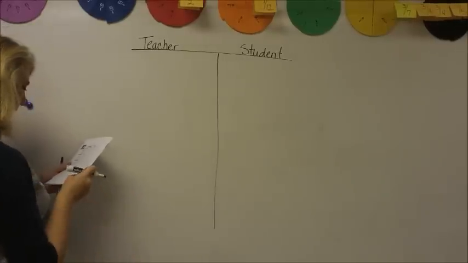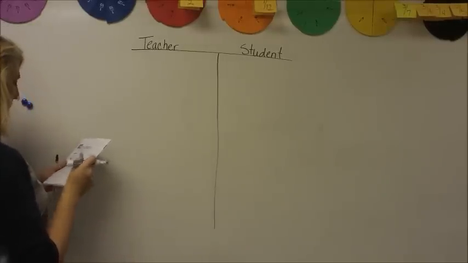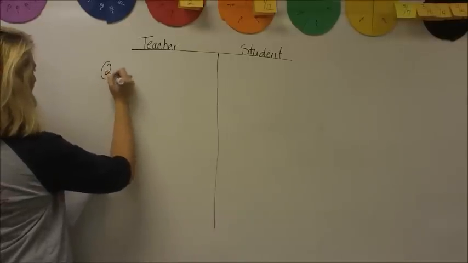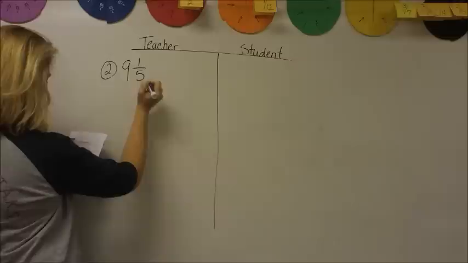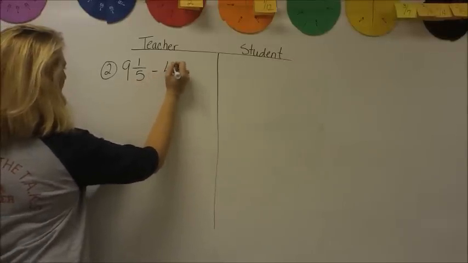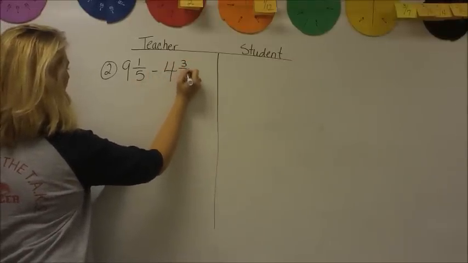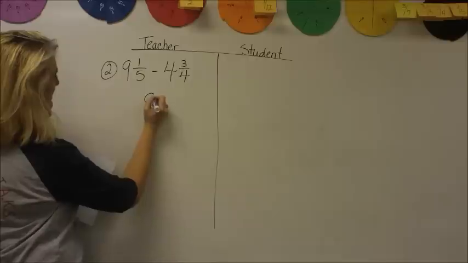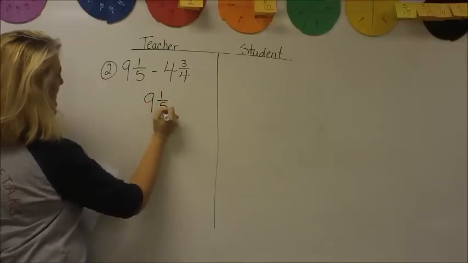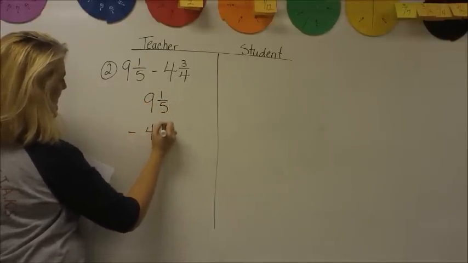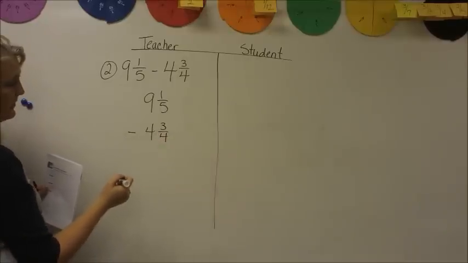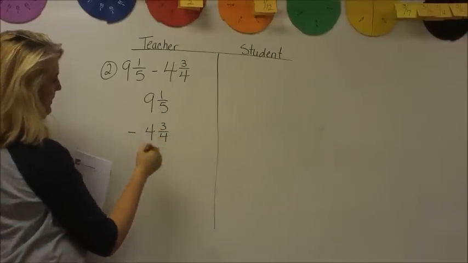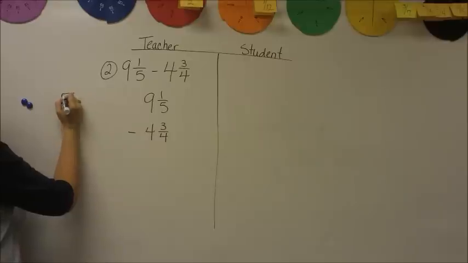Here's another example. We're going to do 9 1/5 minus 4 3/4. Okay? Stack them first. All right, now, this one we have to get a common denominator, right? Because 5 and 4 are not the same. So come over here to the side.